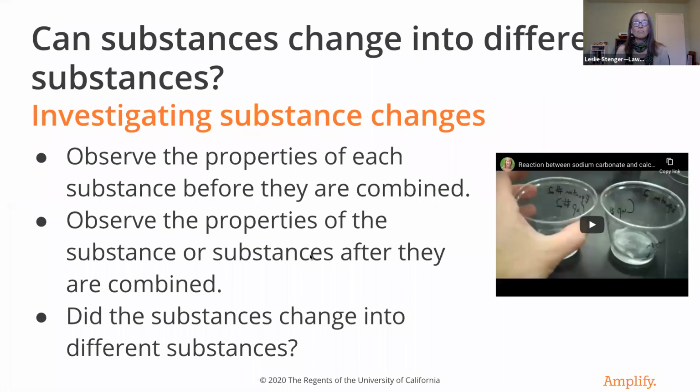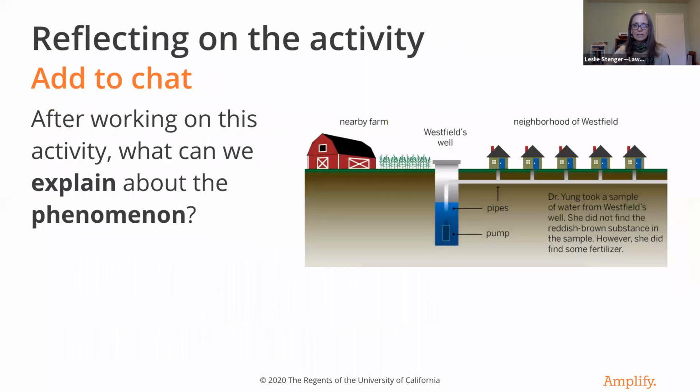And so you can imagine our student chemists observing that the properties of the first two substances were both clear, but then that the properties of the product substance were not the same. It was white, it was gel-like. This provides some evidence that substances can change into other substances. So I'd like to pause right there.